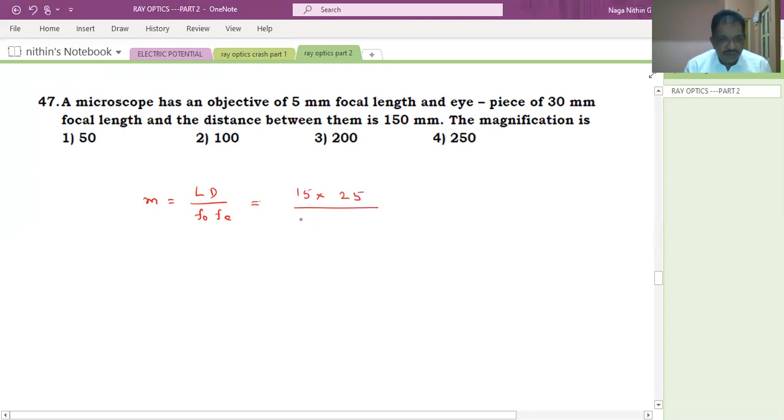Focal length of the objective, you do one thing or otherwise, convert all into millimeter. L value is 150 mm. 25 centimeter means 250 mm. This is 5 mm, this is 30 mm. 150 will cancel. Therefore, m is equal to 250.